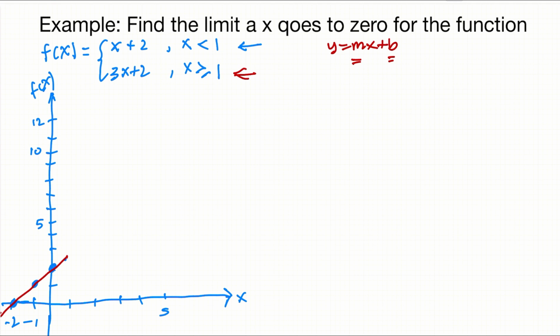We've got 3x plus 2. Let's start at 1 because 1 is allowed. That's going to be 3 plus 2, which is 5. X equal to 2: 3 times 2 is 6, plus 2 is 8. So there's 8 at x equal to 2. Now x equal to 3: 3 times 3 is 9, plus 2 is 11. So at 3, we go up to 11. So we have another straight line, but it has a different slope. It goes off to infinity.